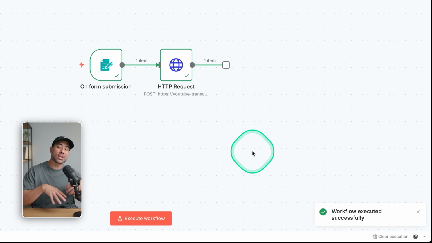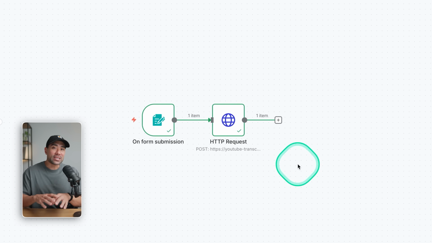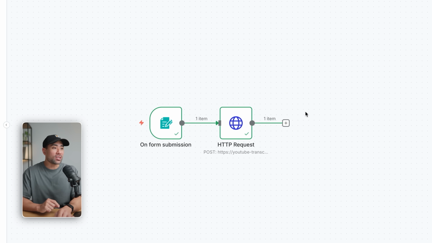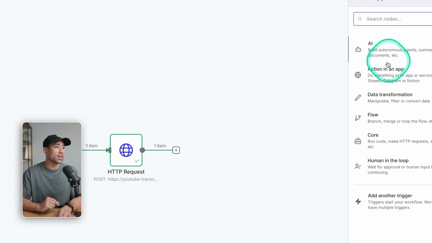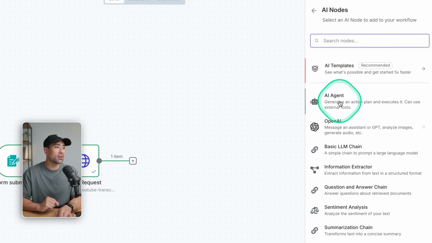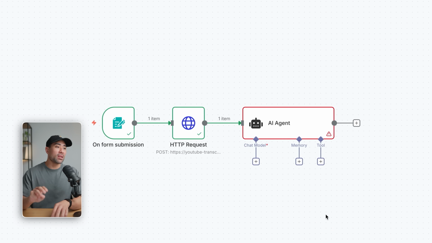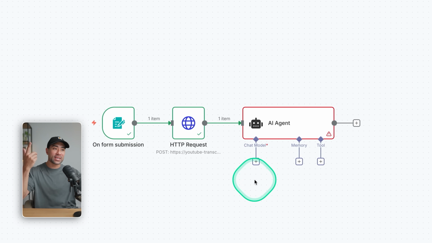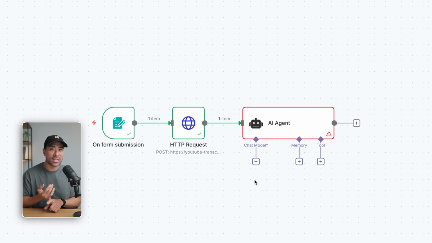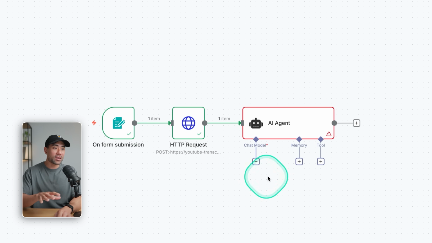We can move on to the next step, and that is to add our actual AI agent. So by clicking plus, we are going to go AI and then click on AI agent. An AI agent consists of 3 elements. Number 1 is a chat model. This is the brain of the AI agent. You need to plug it into some sort of large language model such as ChatGPT. It could also be Claude or other models like DeepSeek.